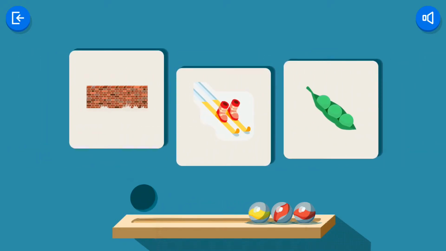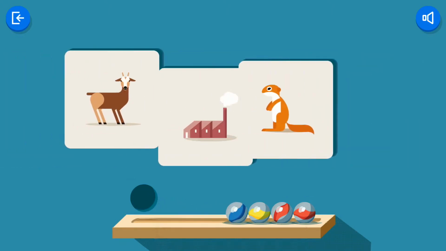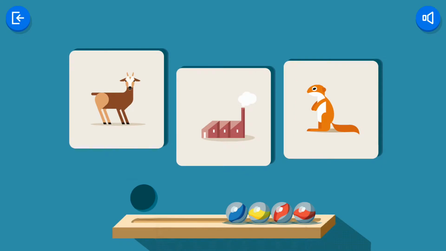I spy with my little eye something beginning with P. Listen carefully. Pod. P. I spy with my little eye something beginning with K. Listen carefully. K. Kid.